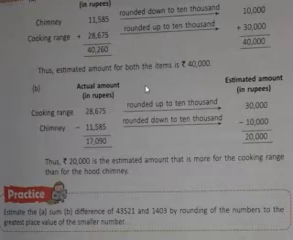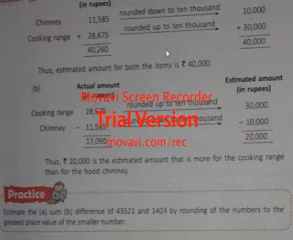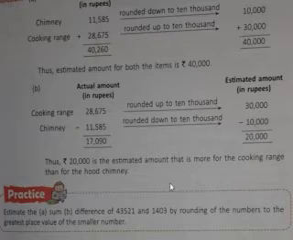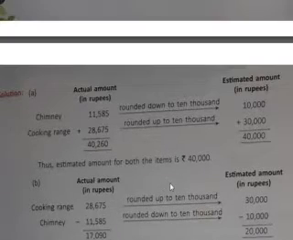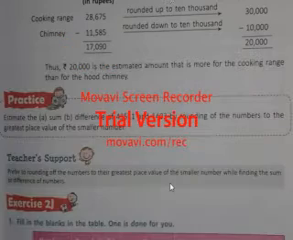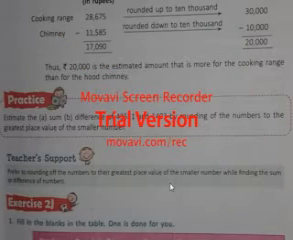Now I will just be explaining over here. At last, what has been written: thus 20,000 is the estimated amount that is more for the cooking range than for the wood chimney. Here the amount of money has been found, that is, how many rupees is the difference over there. Okay.